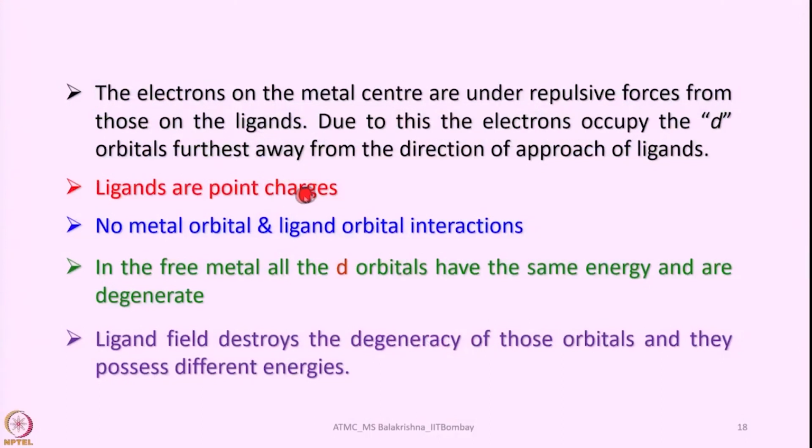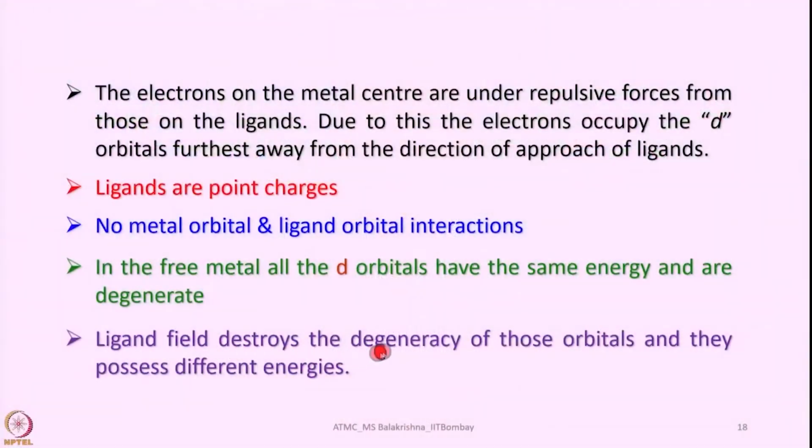And here ligands are just point charges, and crystal field theory states that there is no metal and ligand orbital interaction. That means, according to crystal field theory, there is no orbital interaction in metal complexes. In the free metal, all the d orbitals have the same energy and are degenerate. You take a metal atom, atomize it into a gaseous metal ion, still all the d orbitals are degenerate. Once they enter into a ligand field, the ligand field destroys the degeneracy of those orbitals and they possess different energies depending upon the type of ligand field we have in the vicinity of the metal center.